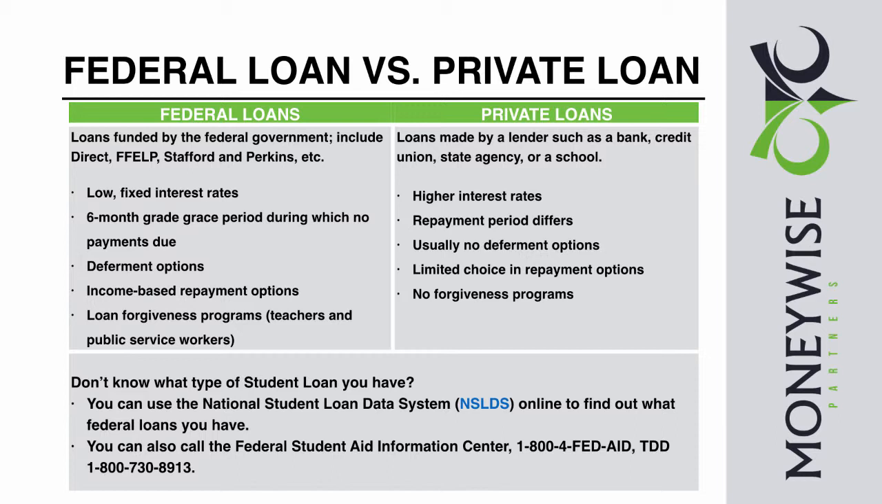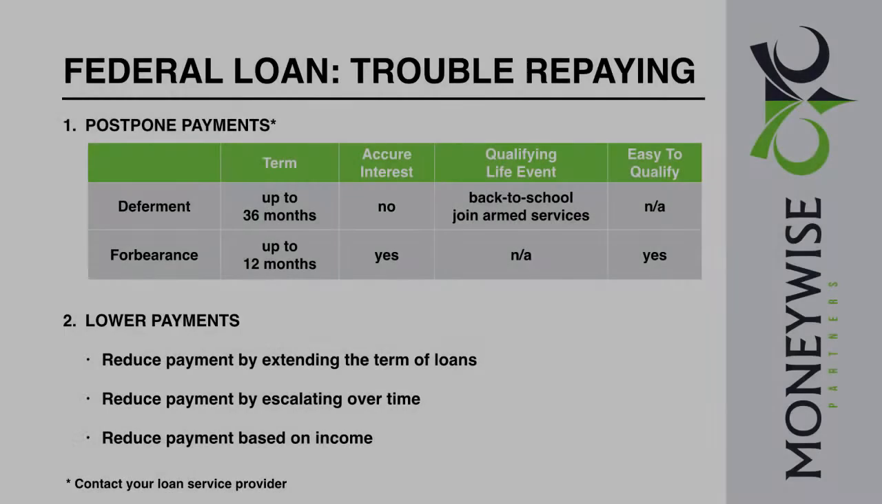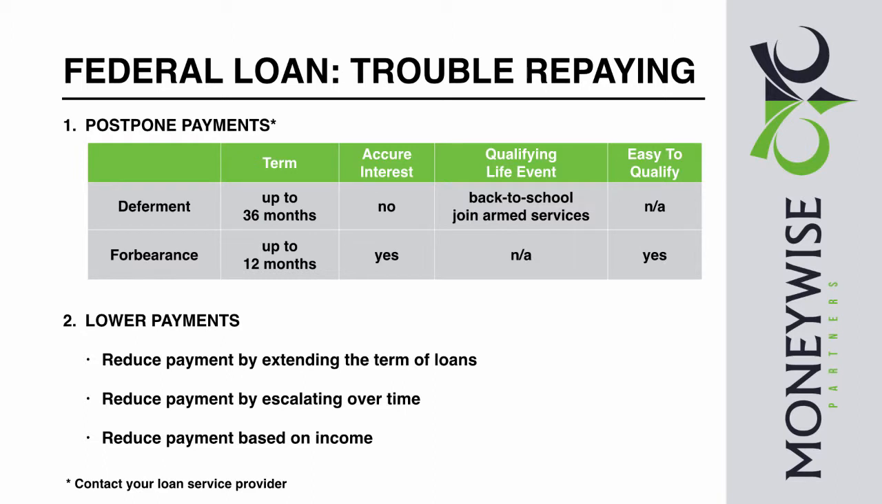Now, if you don't know what type of loan you have, you can go online to the National Student Loan Data System, or you can call the 1-800 number listed below. If you're having trouble repaying your loans, you have two choices. You can postpone payments altogether, or you can lower your payments.